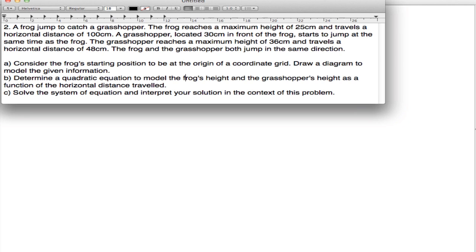Of this problem. So we will do that right now. We had our equation of the frog, I'm going to say y1 is equal to negative 1 over 100 (x minus 50) squared plus 25, and we'll say y2 is equal to negative 1 over 16 (x minus 54) squared plus 36. And now we'll just do a straightforward system of equations.